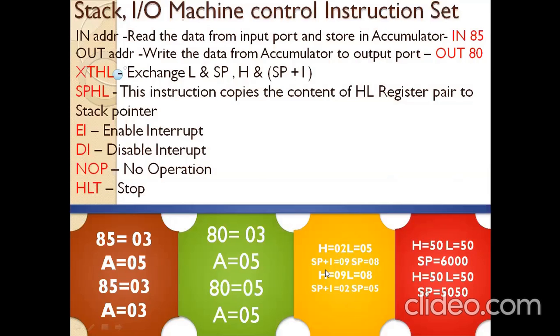So H value is 02, it is now changed to 09. Next, L register value is 05, now it is moved to the stack pointer. Stack pointer value is moved to the L register. H register value is moved to the stack pointer plus 1 address. Stack pointer plus 1 address data is moved to the H register. This is the instruction of SPHL.